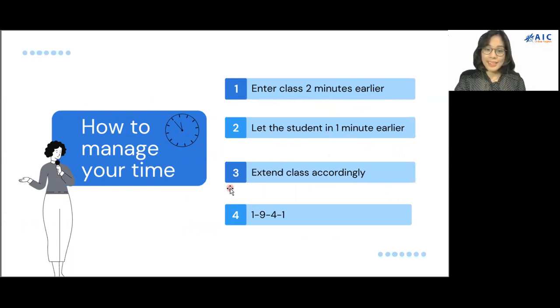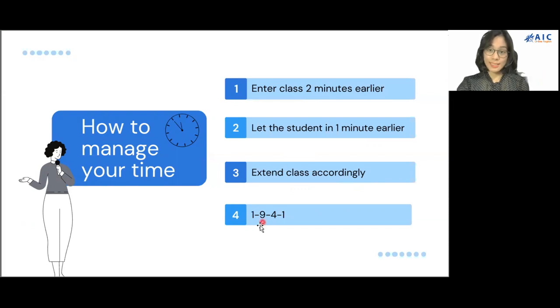And then next, extend accordingly. If you do have technical problems and it consumes time from your class time, then you can extend maybe a minute or two if you have a next class. But if you don't, you can extend maybe 3 or 4 minutes. Just don't forget to ask your student.